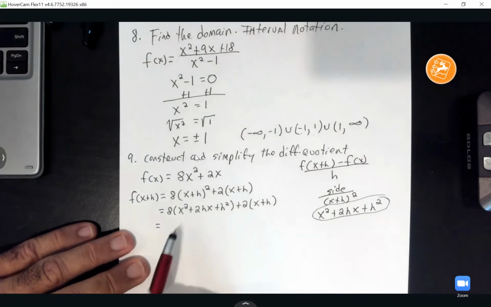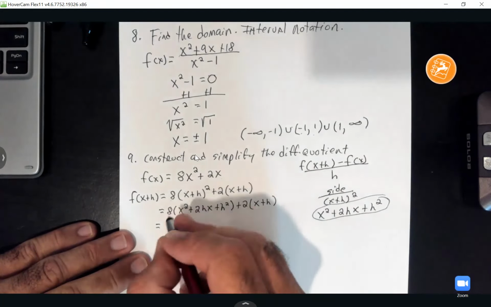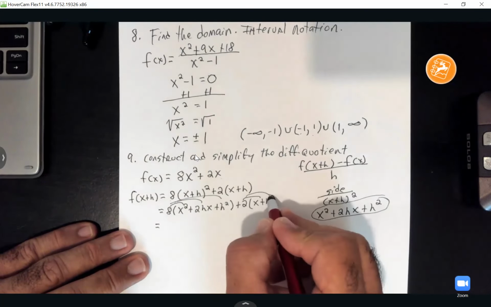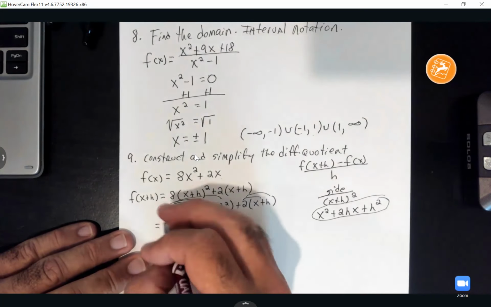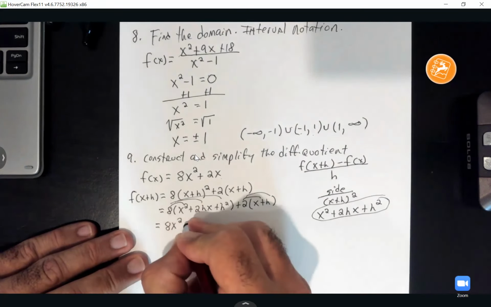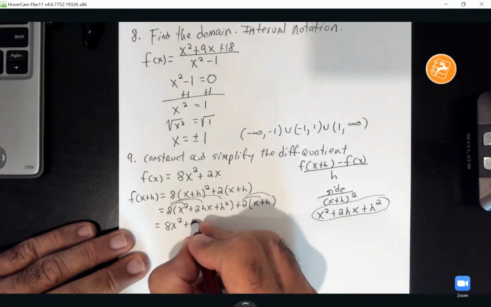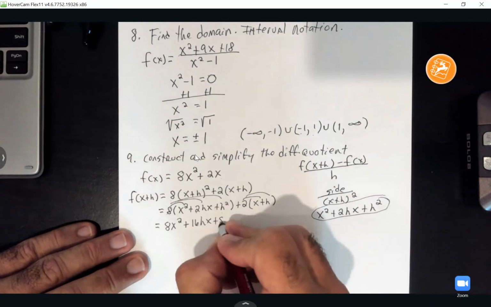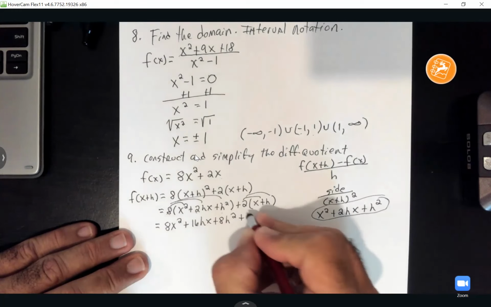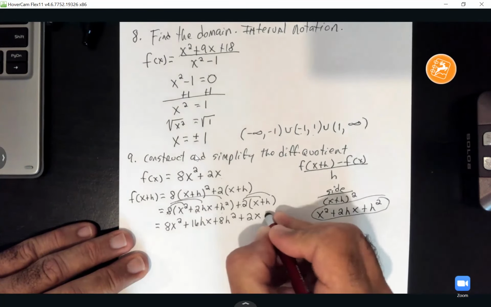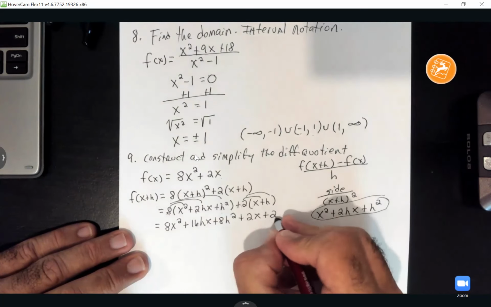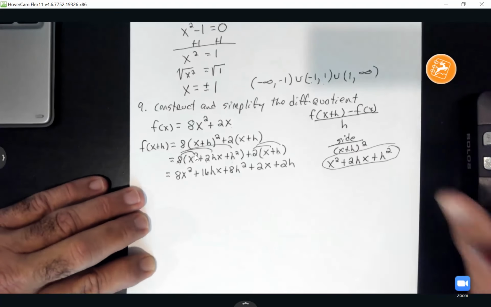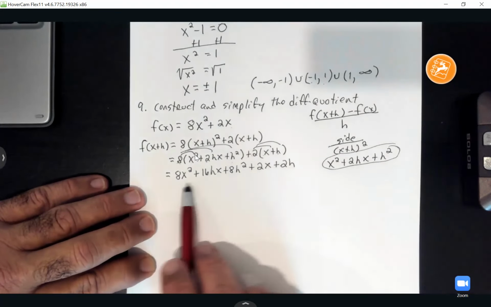All right, so the reason I just brought all this down is because now I'm just going to distribute everything at once. I'm going to distribute the 8 through the first parentheses and then the 2 in the second one. So 8 times x squared is 8x squared, plus 8 times 2hx, 16hx. 8 times h squared is 8h squared, plus 2 times x is 2x, plus 2 times h is 2h. All right, and if you remember, sadly, I don't have any like terms here.